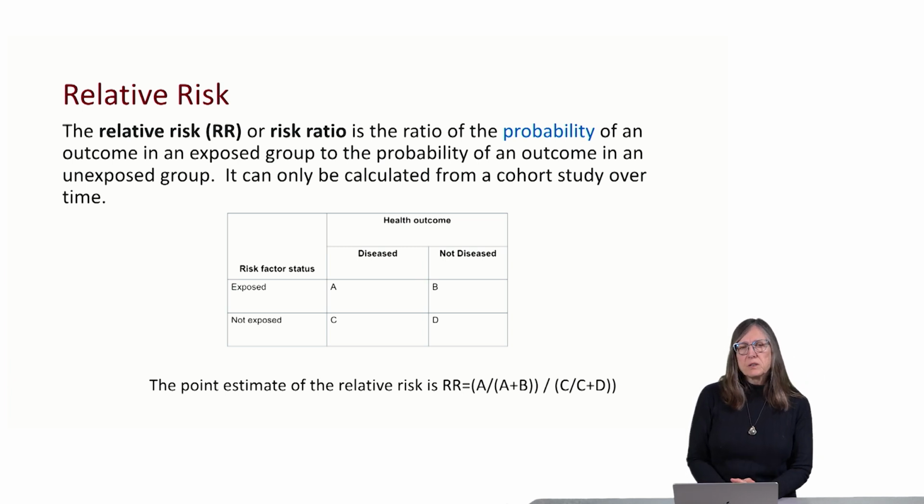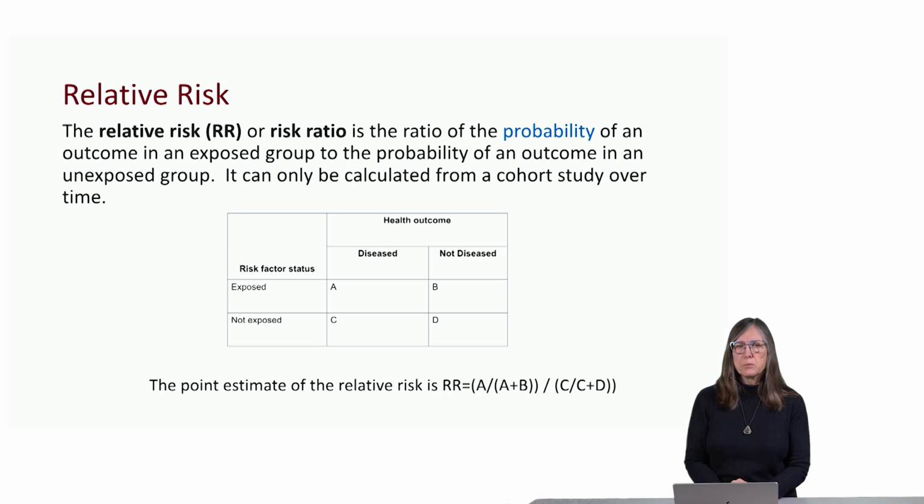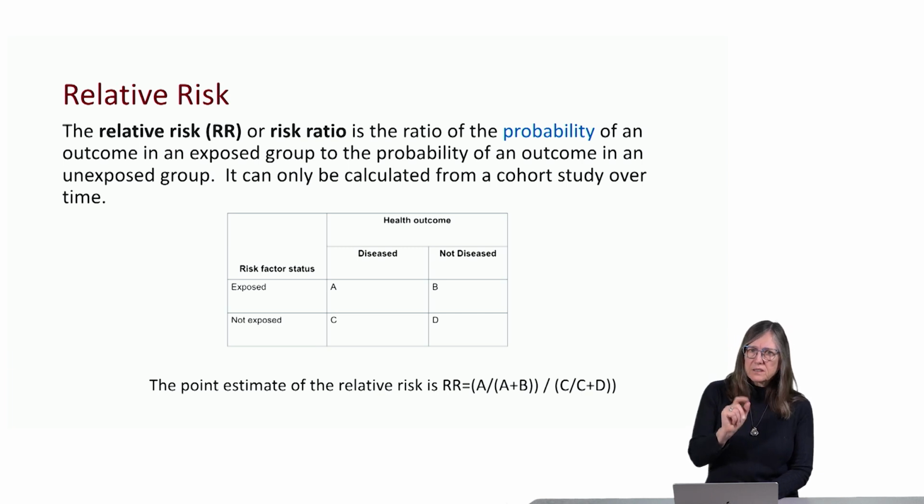A point estimate of a relative risk, again, is looking at the risk of developing an outcome in exposed versus unexposed. So looking at this 2x2 table, it is A over A plus B divided by C over C plus D. So it's the number of diseased in the exposed divided by the number of diseased in the unexposed, and that's your relative risk.